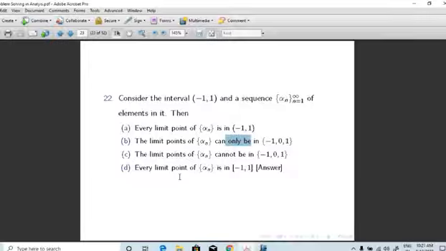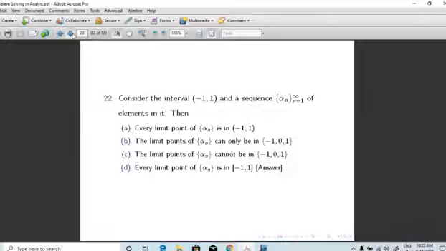Therefore the last one, every limit point of the sequence should be in the closed interval minus 1, 1, is the correct answer. We can consider a sequence that converges to 1, and we can consider a sequence that converges to minus 1. It does not converge to any other points outside the interval. If you take any point outside the interval, that is not a limit point of the sequence, because we consider the sequence to be in the set. Therefore, all other points are not limit points, only the points in the closed interval minus 1, 1.